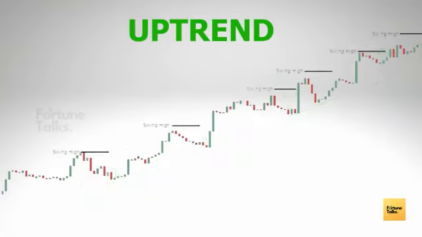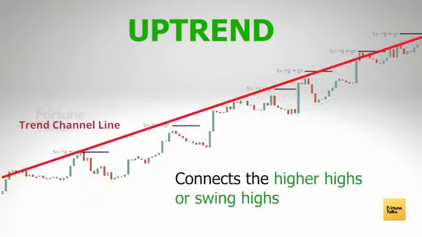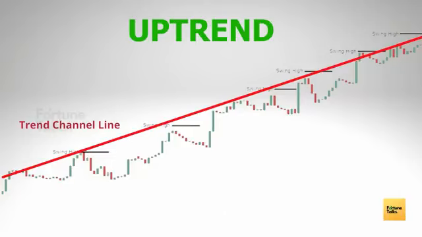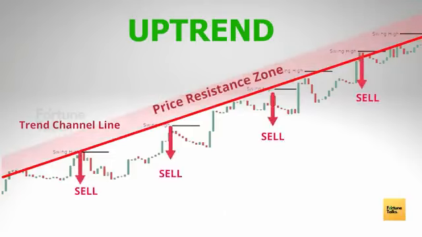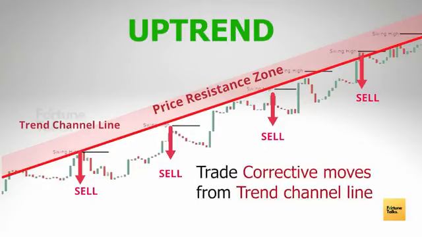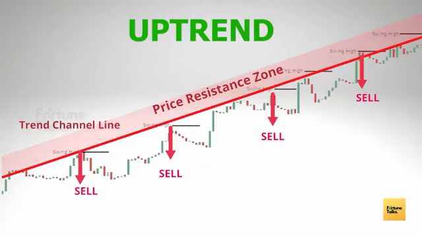After identifying all the higher highs, we can draw a line connecting the series of higher highs or swing highs that we have plotted, and this line is called the trend channel line, which will act as an area of resistance for the prices, and we can trade the corrective moves from the trend channel line, or simply we can place a sell order when the price reaches the trend channel line.